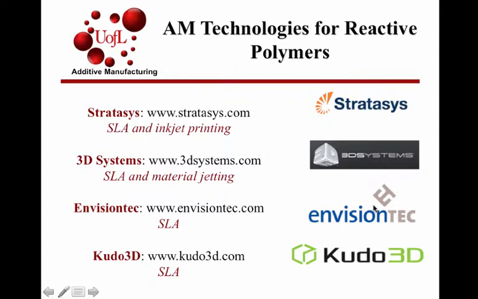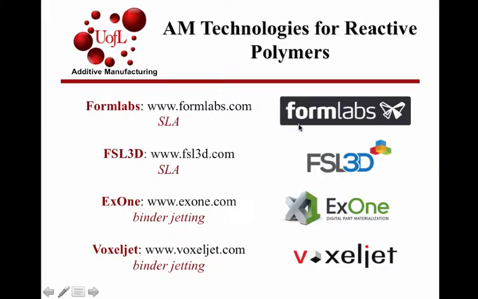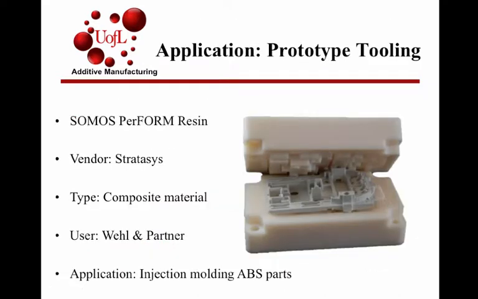Stratasys, 3D Systems, Envision Tech, Kudo 3D are examples of materials based on inkjet printing or stereolithography. Formlabs, FSL 3D, X1, VoxelJet are examples of variations of the vat polymerization technique as well as extension to binder jetting. Let's take a look at some of the applications.